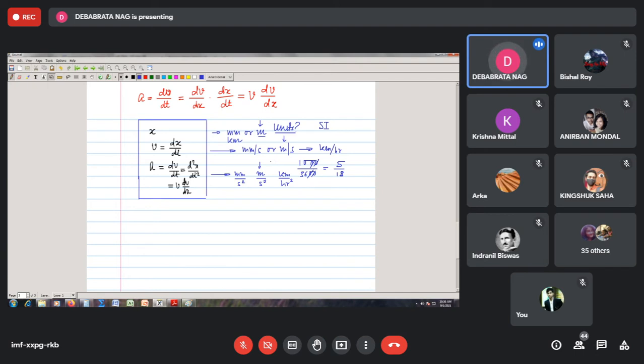Whenever you report your answer, it must be accompanied by the proper unit, otherwise marks will be deducted, because every physical quantity needs some unit to have its specification.